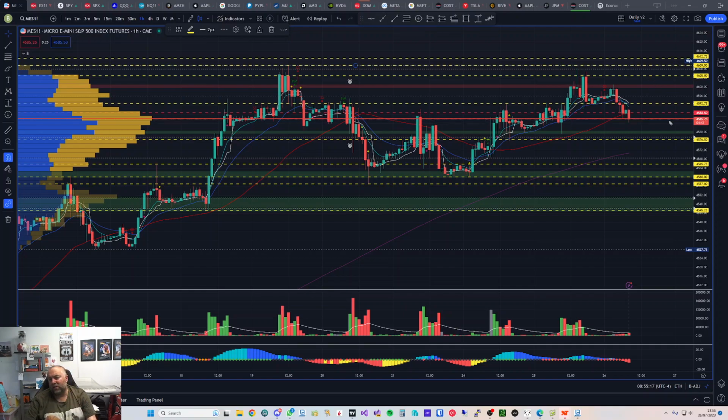And for bounces or long plays, I'm looking for a break and retest of the 45.92 area, 45.93, that area there. Looking for a bounce at 45.80, 45.76. Preferably if it comes down to 45.60, that will be a nice bounce. That's what I'm really waiting for.